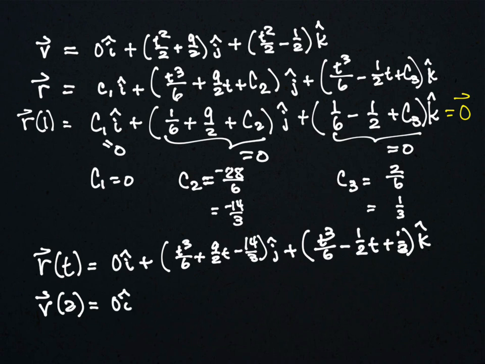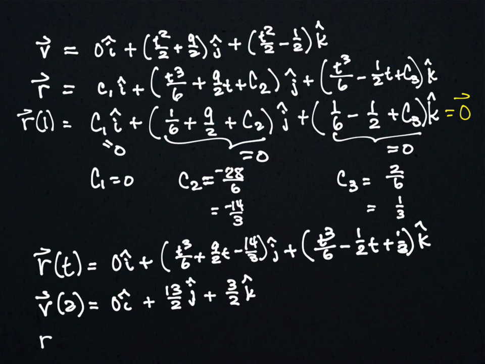Write it or don't. And then I need to evaluate t squared over 2 at 2, which is going to give me what? 2 plus 9/2. 13/2. So 13/2 j. I assume it's plus, maybe it's not. Let's see, we plug in 2 for t squared to get t again. So we get another 2. 2 minus 1/2 is 3/2, right? Okay. So this is our v of 2.